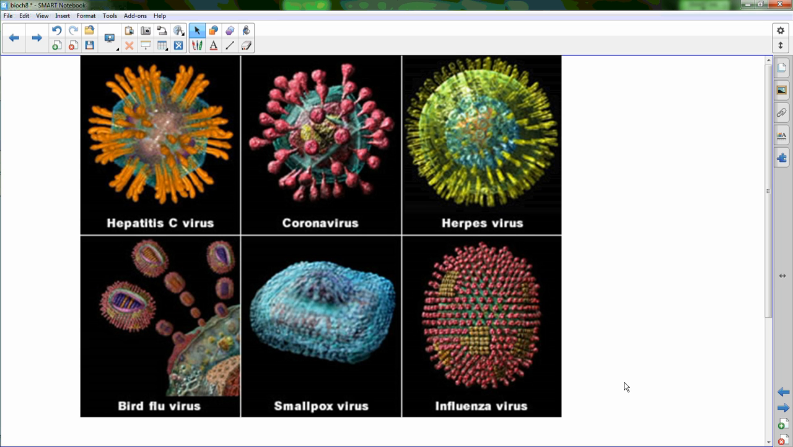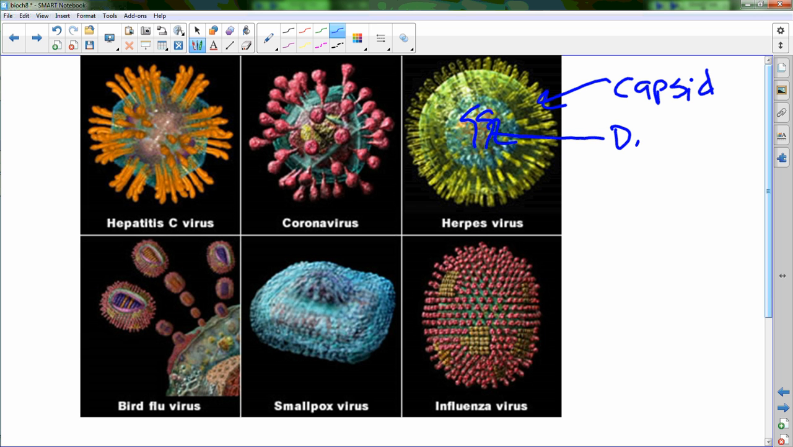But the overall shape of a virus is not that important to the actual structure. You basically have this outside part called the capsid, and inside you have either DNA or RNA. Those are just two different types of nucleic acids.